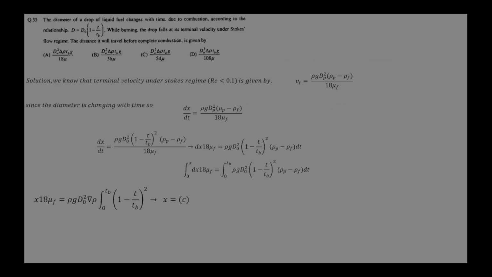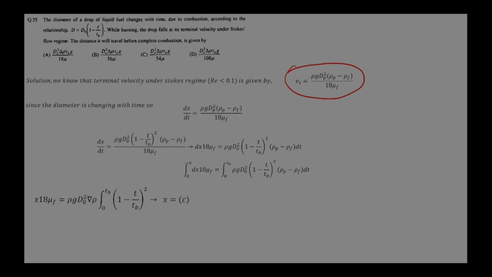So this is the question. The diameter of a drop of a liquid fuel changes with time due to combustion according to the relationship D equals D naught times (1 minus t upon tB). While burning, the drop was at its terminal velocity in the Stokes flow regime. The distance it will travel before complete combustion is given by. Solution: we know that the terminal velocity in the Stokes regime is given by this. So this is the terminal velocity.